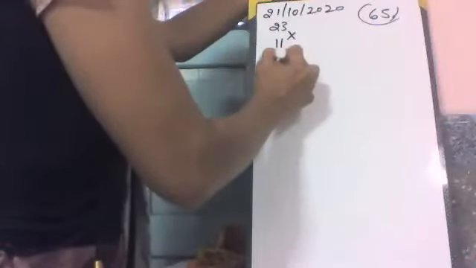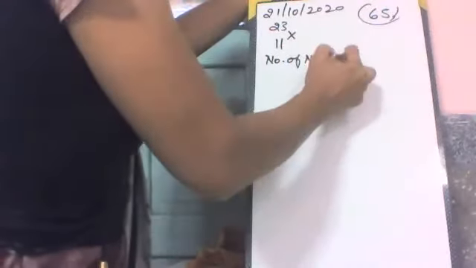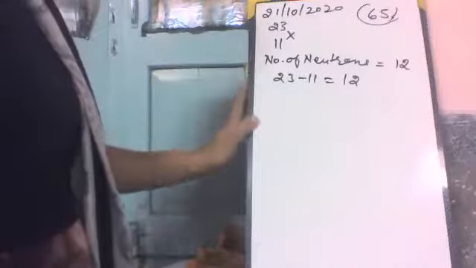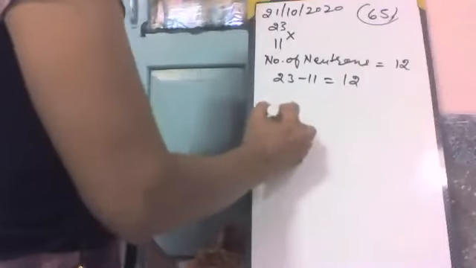What is the mass number? 23. And what will be the number of neutrons? 23 minus 11 equals 12. Number of neutrons equals 12. Is it clear? Yes, ma'am. Okay, one another example is given here.